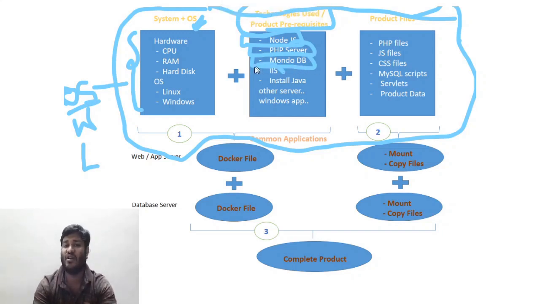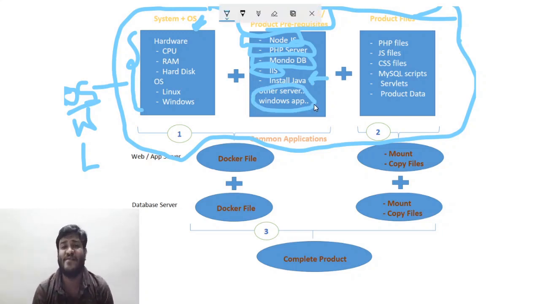IIS is already installed on Windows systems. IIS is only for Windows. Then we might need to install Java and some other applications. This is the way things are done, even now, in the industry. So we need to install the prerequisites, and at the end we either copy and paste the product files.